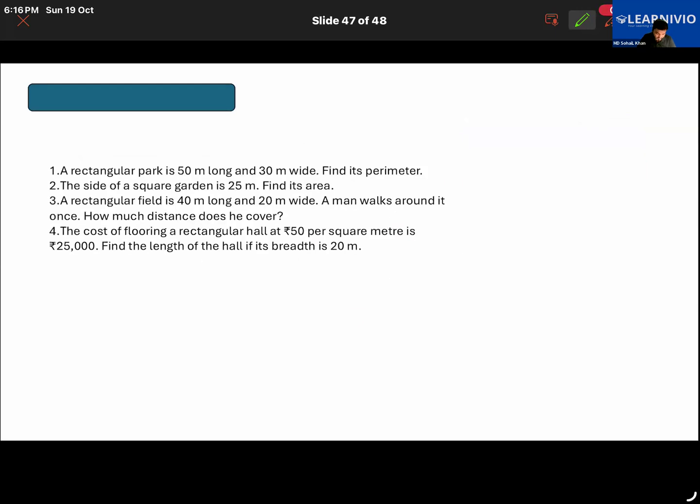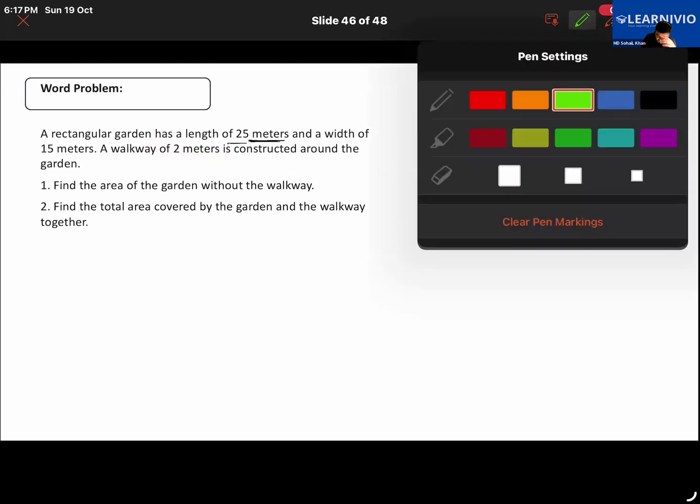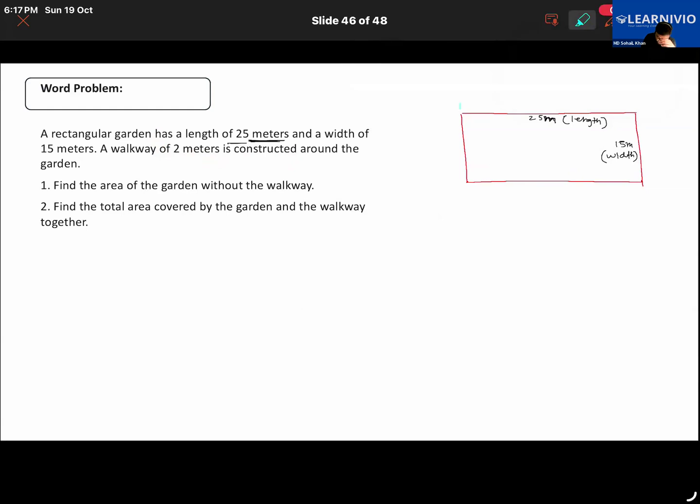Yeah, area. I understood. Good. Now see, it is also saying a walkway of 2 meters constructed around the garden. Walkway, you understand now? It's a kind of footpath where people would be walking. So a walkway of 2 meters means a walkway has been constructed around it. Its width is 2 meters everywhere.